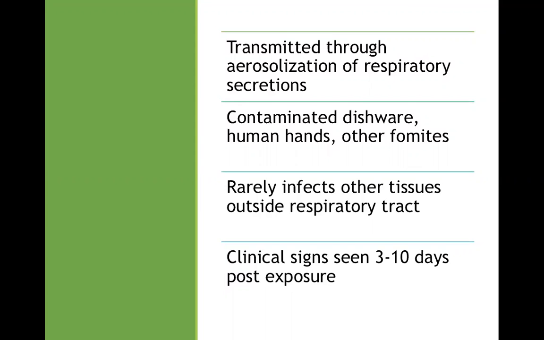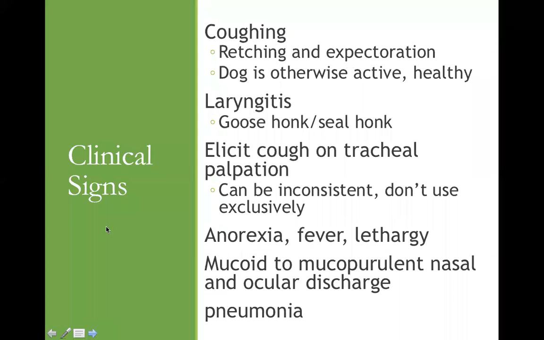But again, human hands: a dog snots on you, you pet the dog next door, you've spread it. Other fomites like the cage door, water bowls, shared toys at doggy daycare. It tends to stay within the respiratory tract. So your respiratory clinical signs are typically 3 to 10 days after exposure.